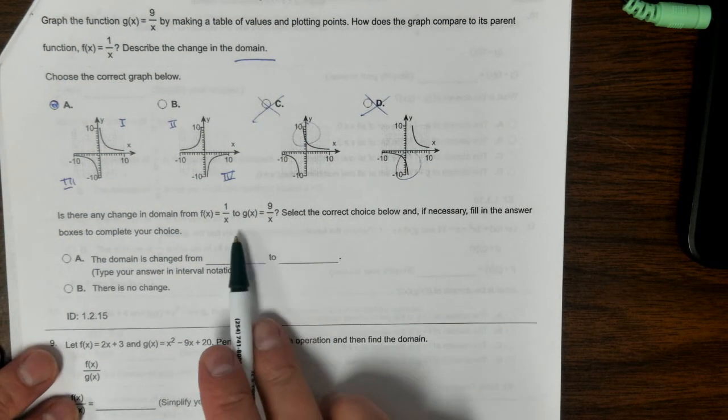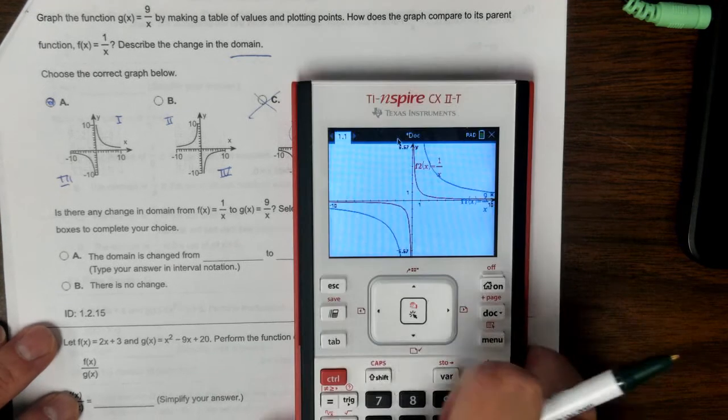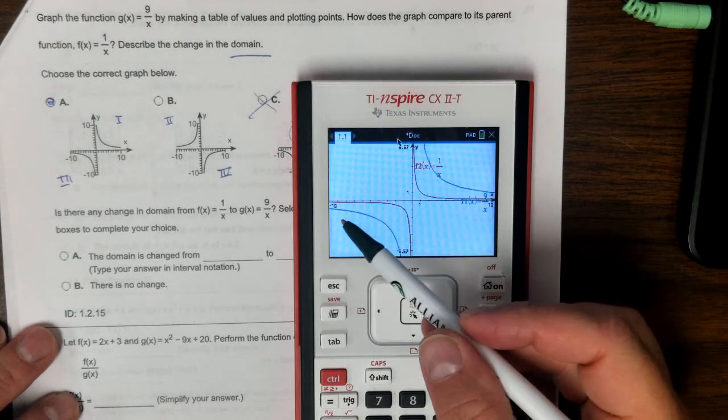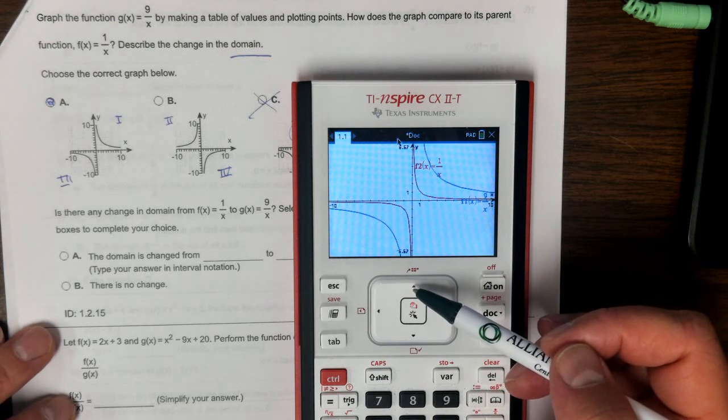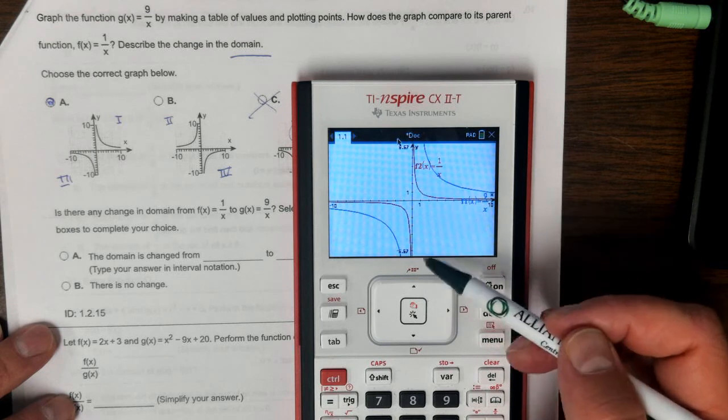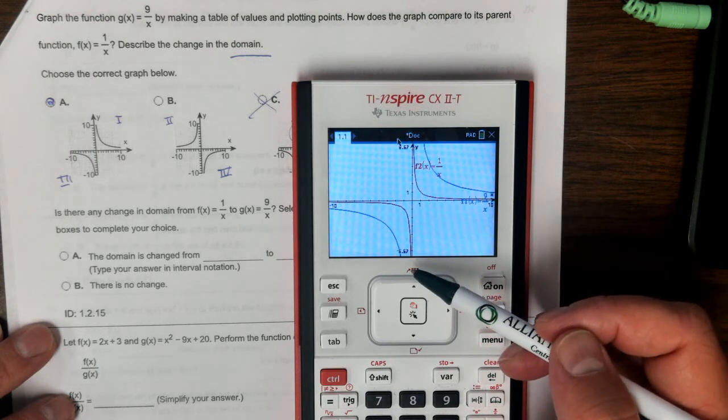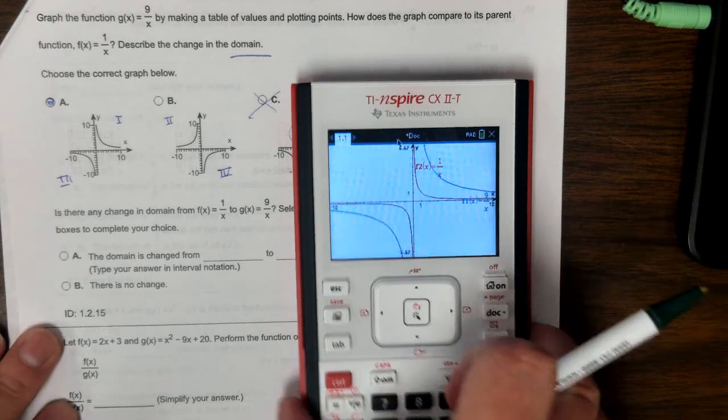And then it wants to know if there was any change to the domain. It still has a vertical asymptote at 0, because remember, if you set your denominator equal to 0, that's where it's undefined, and so there's no change.